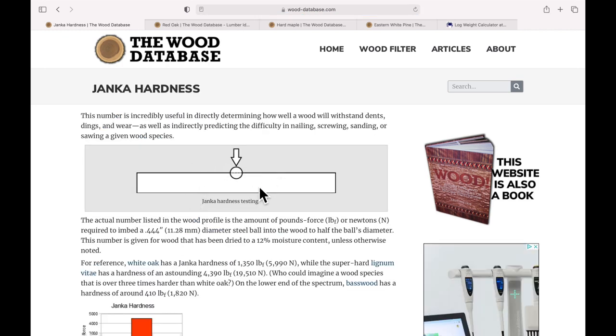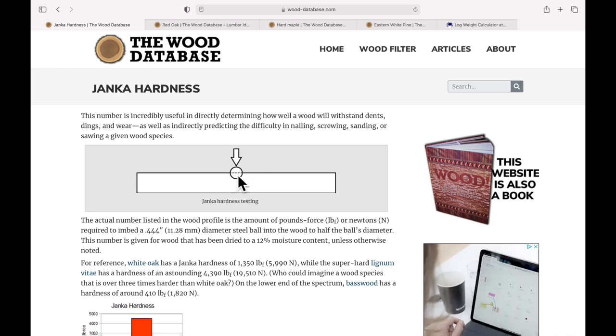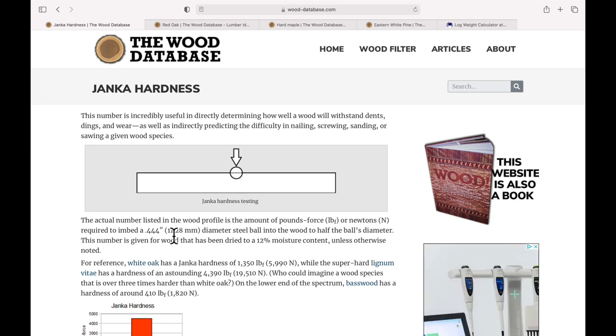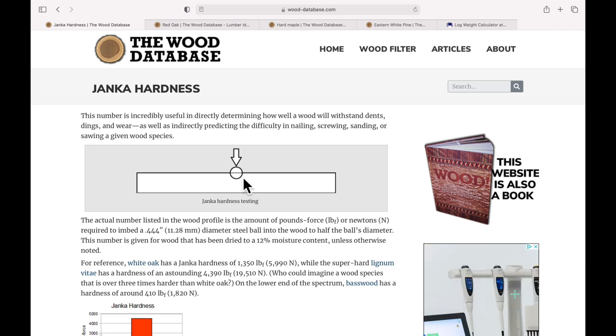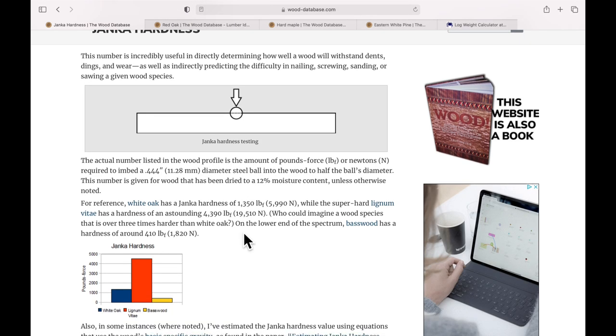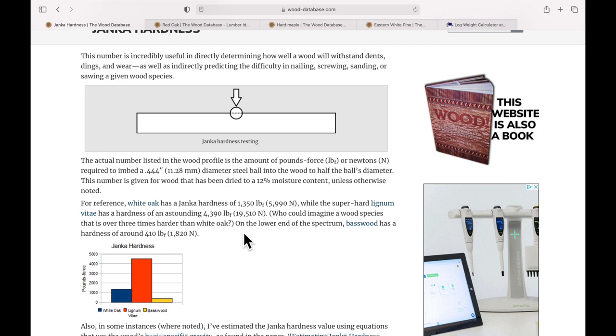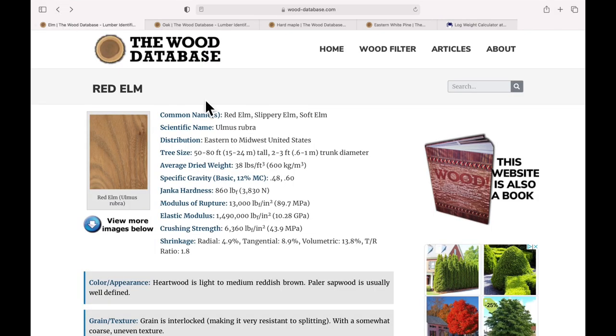If this is the wood, this would be a steel ball bearing. It's a half inch in diameter, or 0.444 thousandths. The Janka hardness is how much pressure it takes to drive that ball half its distance into the wood. Now, who came up with that test and why? I have no idea. I just know that they did, and it gives us a number to gauge how hard something is. So that's the 860 pound-feet of pressure.